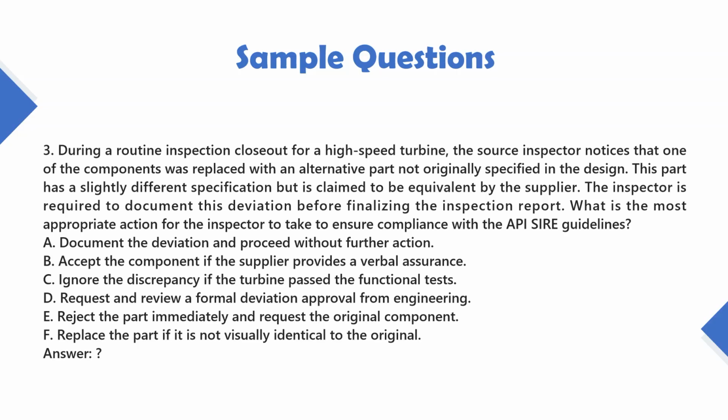A. Document the deviation and proceed without further action. B. Accept the component if the supplier provides a verbal assurance. C. Ignore the discrepancy if the turbine passed the functional tests. D. Request and review a formal deviation approval from engineering. E. Reject the part immediately and request the original component. F. Replace the part if it is not visually identical to the original.